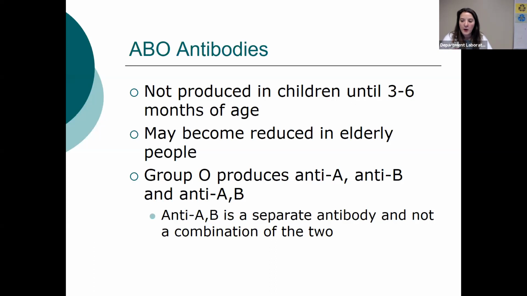Okay, we talked about group O producing anti-A,B. Remember, that is a separate antibody. Some students want to say it's a combination of anti-A and anti-B. That's not correct. It has its own molecular structure. So it's only produced by group O.